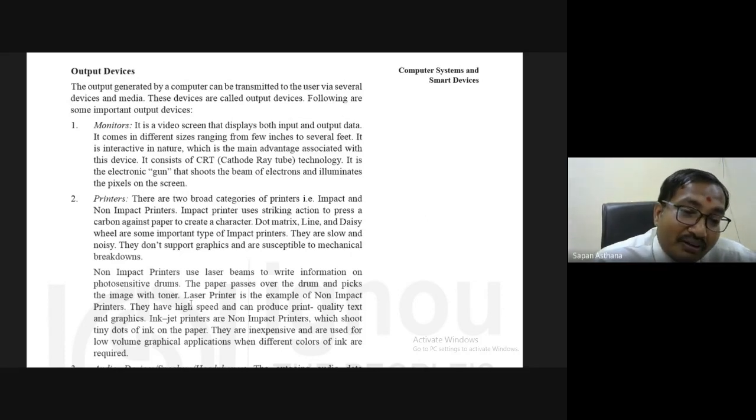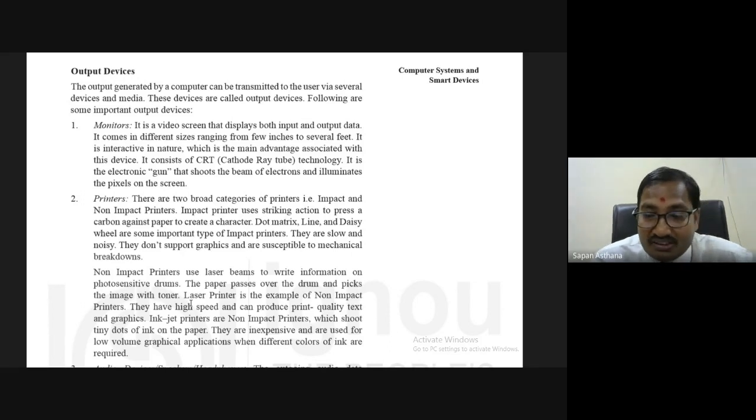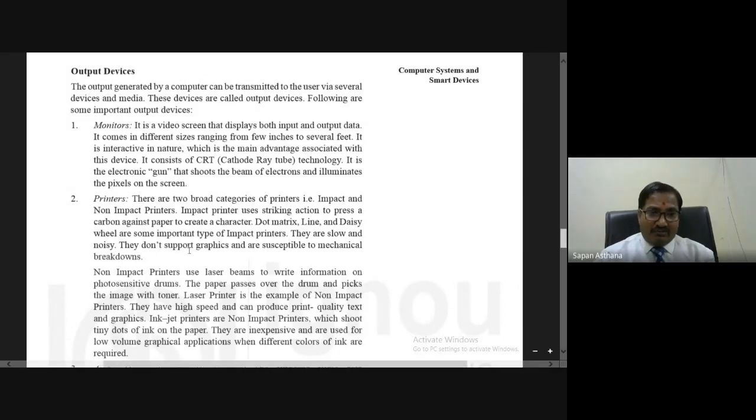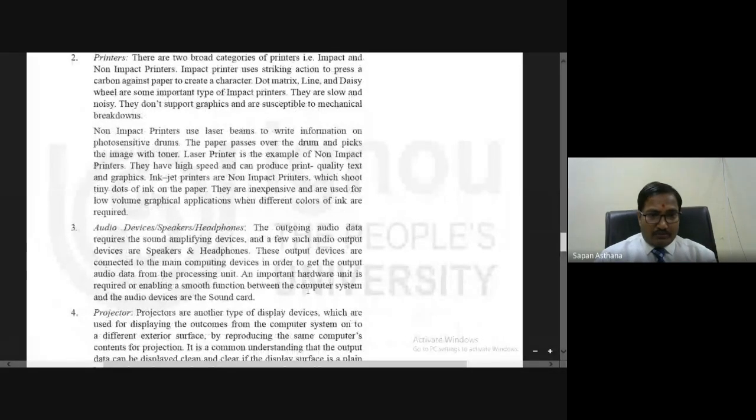Bahut sare prakar ke printer aate hain, aapne dekha hoga 2-in-1, 3-in-1, 4-in-1, usme aap properly scan kar sakte hain, aur scan karne ke baad usse print le sakte hain. और किस प्रकार से इलेक्ट्रॉनिकली बहुत सारे एप्लीकेशंस को एक कर दिया गया. There are two broad categories of the printers, impact and non-impact printers. तो आप देखिए कि इंफॉर्मेशन टेक्नोलॉजी किस प्रकार से आगे बढ़ रही है.